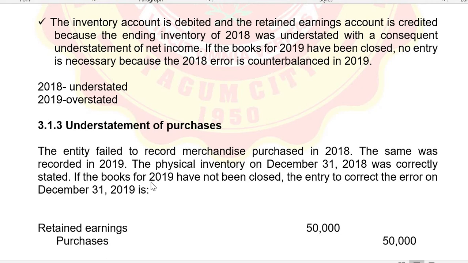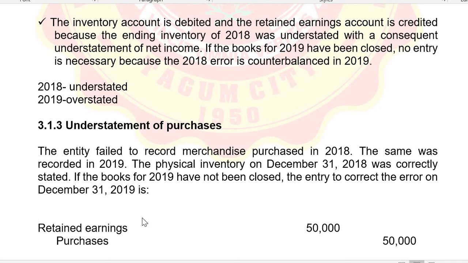So, for 2018, what happened is that your purchases are understated because you did not record the purchases. If your purchases are understated, of course, your cost of goods sold is also understated because purchases are understated. If cost of goods sold is understated, then therefore net income is overstated. So, understated purchases, understated COGS, so overstated net income.